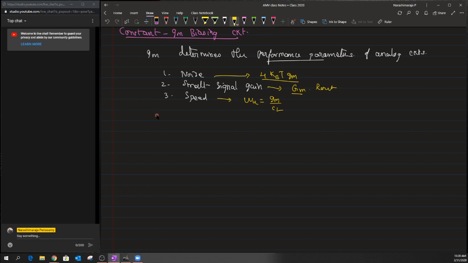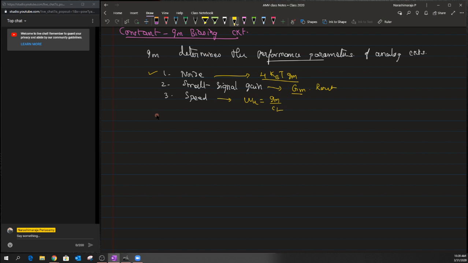So we want all these parameters to be fixed when we design analog circuits. And if somehow we are able to make the gm of this analog circuit a constant, then all these parameters, the noise, the small signal gain and the speed, can be defined with a specific value.